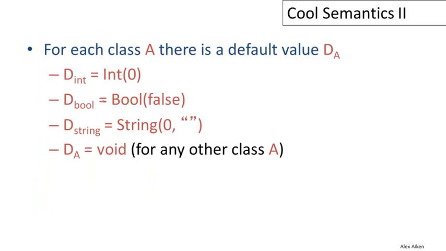Every class has a default value associated with that class. For integers, the default value is 0. For booleans, the default value is the boolean false. And for strings, the default value is the empty string. And then for any other class that isn't one of these three basic classes, the default value is void.